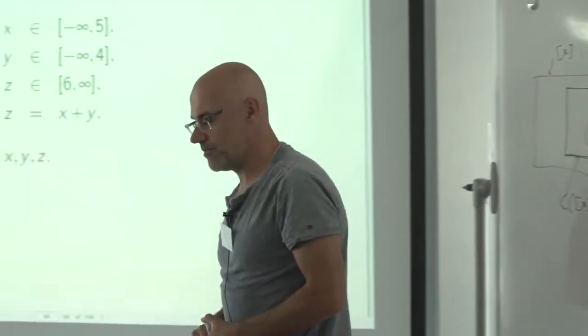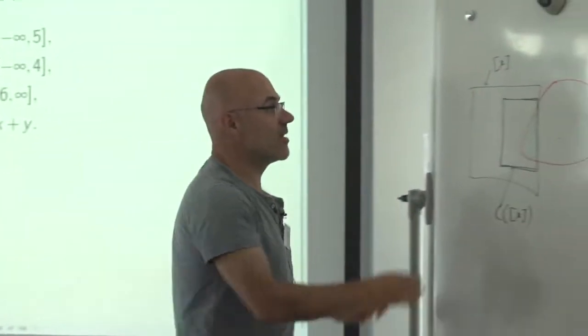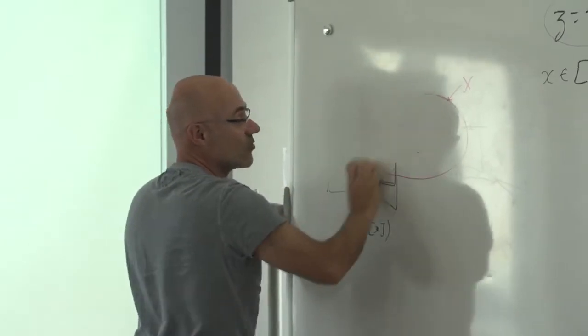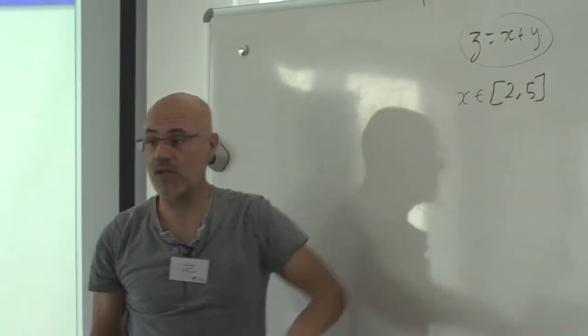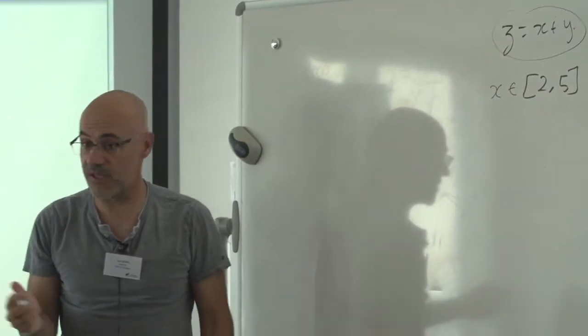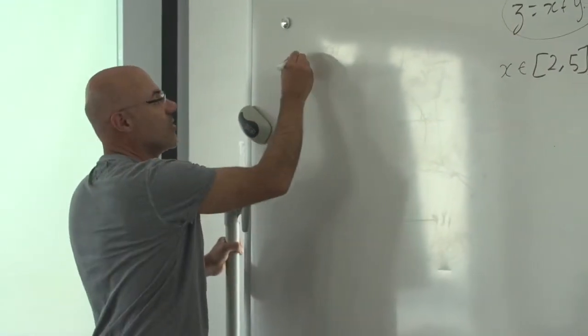Everybody agree with this? So how can I prove it? So how can I build a contractor? Now I am building a contractor associated with this equation. So how can I do it? The method is very simple. I isolate x.